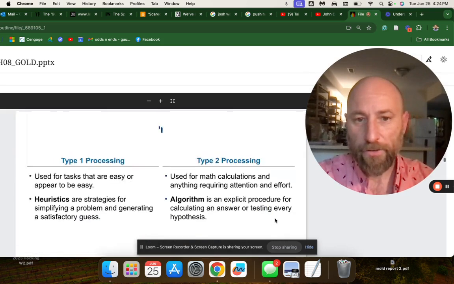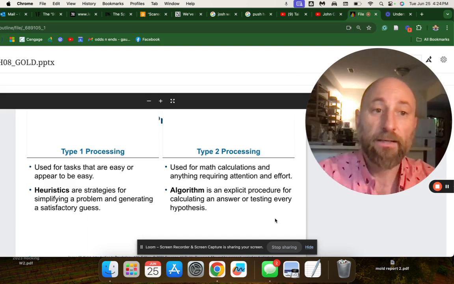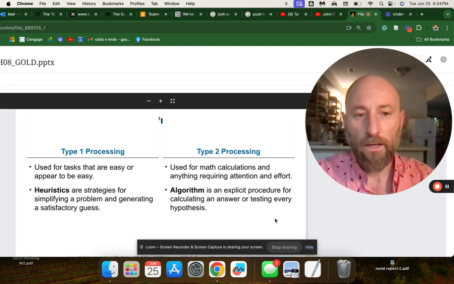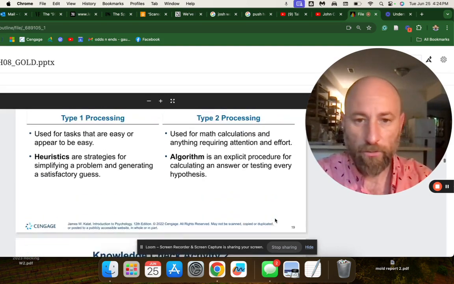If you're interested in this topic, a fantastic book on cognitive psychology in general is called Thinking, Fast and Slow by Daniel Kahneman. He's the only psychologist to win a Nobel Prize.